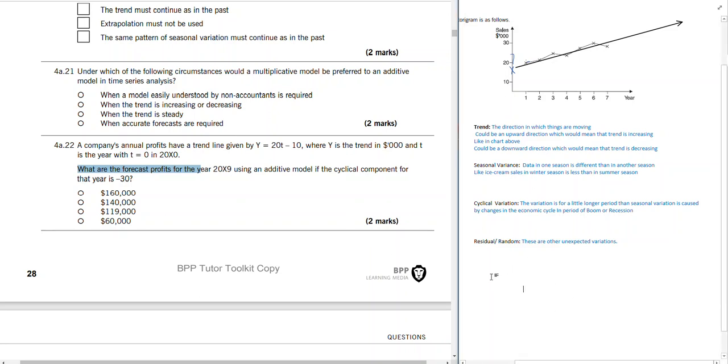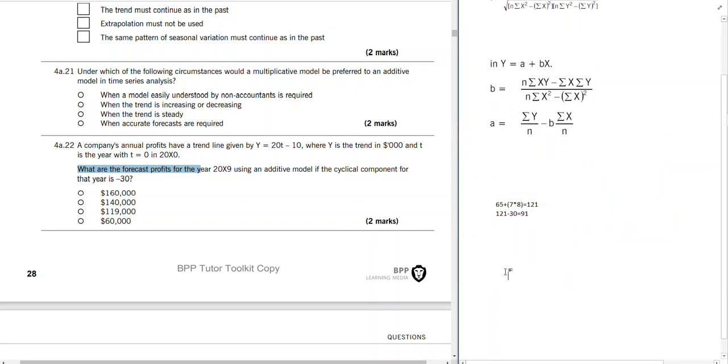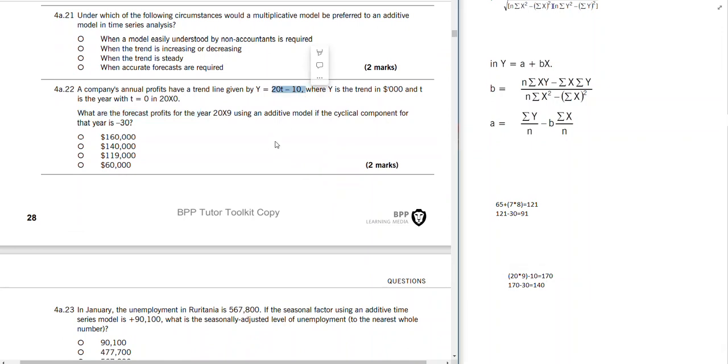Okay, so we have 20t, which is 2019, so we will have 9 years because 2010 is 0, and from this minus 10, that gives $170, and minus the cyclical variation, so we would estimate 140,000 to be the profit. So equations are given, you just have to put in the figures.